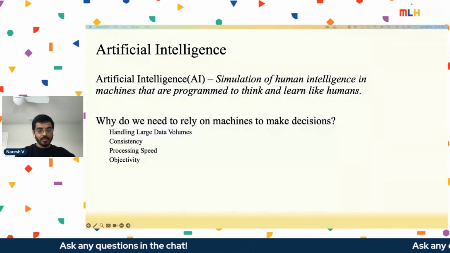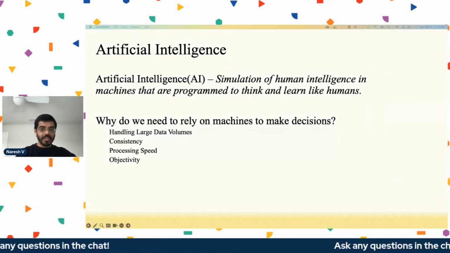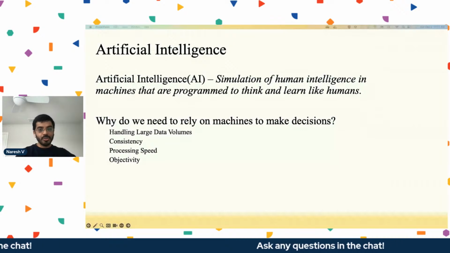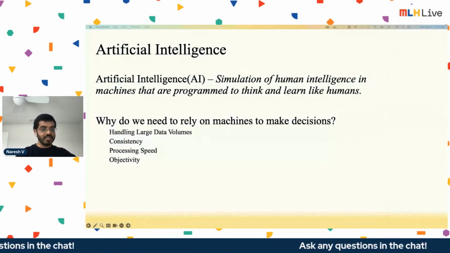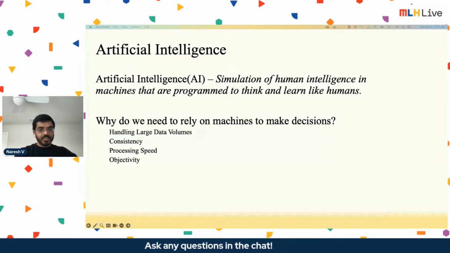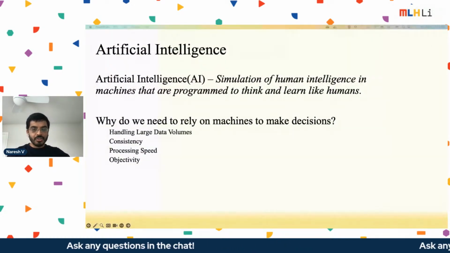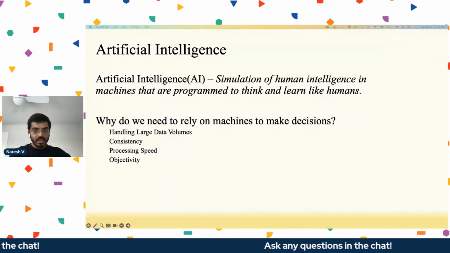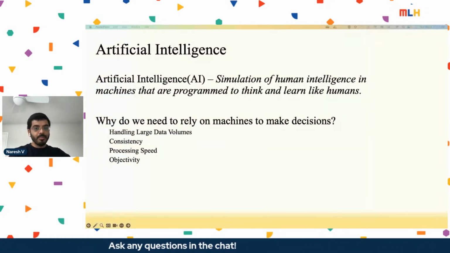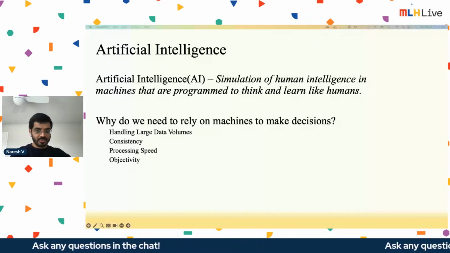Handling large data volumes. With the advent of big data, it became a challenge for humans to analyze and make sense of the immense amount of information available. Machines, especially with AI capabilities, can analyze large data sets efficiently. The second one is consistency. Unlike humans, machines do not suffer from fatigue, emotions, or cognitive bias. This means they can provide consistent decisions without being influenced by external factors.